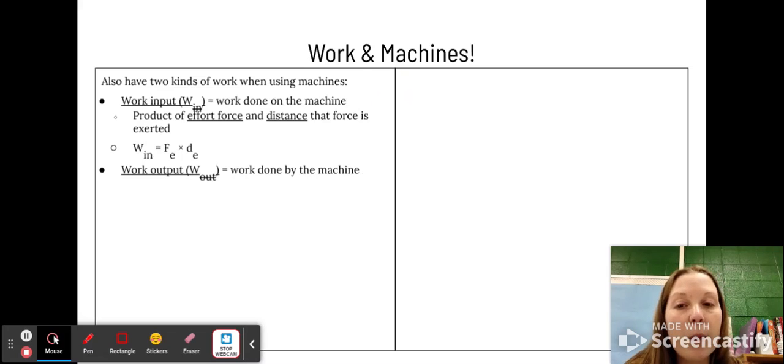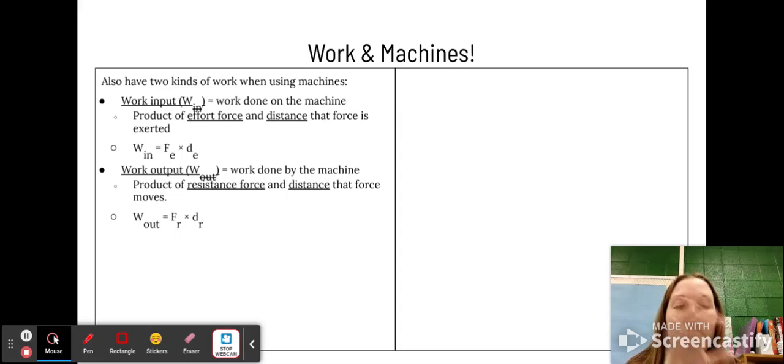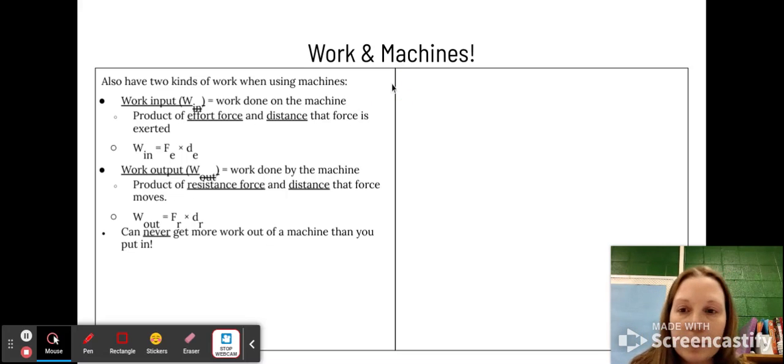And then we also have work output, which is what's done by the machine. So this is the machine's job. This is what it is doing. So how far does that lever lift something? This is the product of the resistance force and the distance of that force. So it's Fr times dr, both resistance there. Remember, resistance force is the force the machine exerts on whatever object it's working on. And then the force of resistance has to be overcome by that machine to move the object.